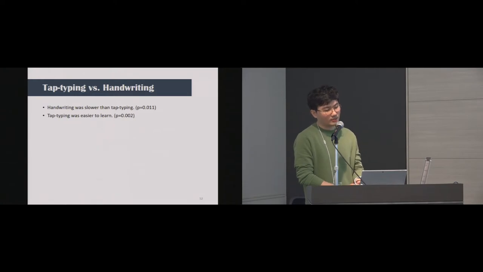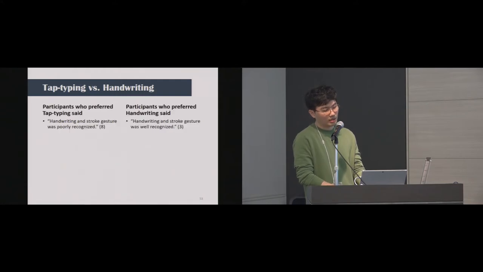Overall, handwriting was significantly slower than tap typing, and tap typing was significantly easier to learn. Preference difference between tap typing and handwriting was not significant. However, most participants perceived that recognition accuracy of handwriting or stroke gestures was poor. Also, most participants commented that they prefer tap typing because it is much more familiar to them, and it does not require a learning process while they need to learn how to use stroke gestures before using handwriting. Interestingly, some participants perceived that handwriting is faster than tap typing, although it was slow in fact.